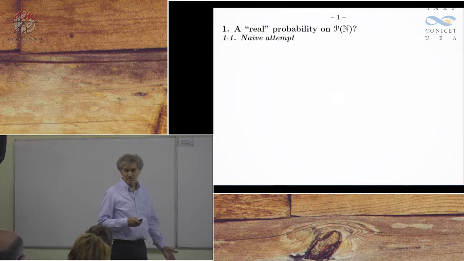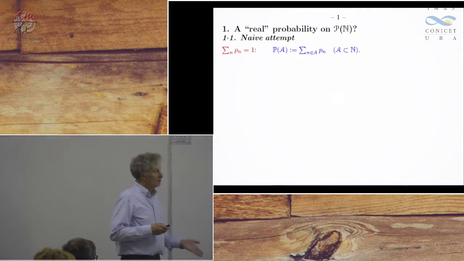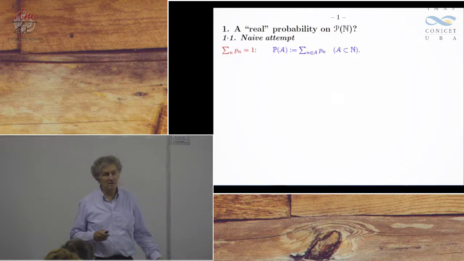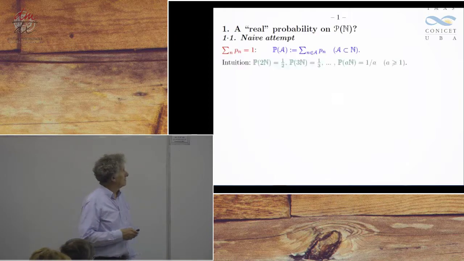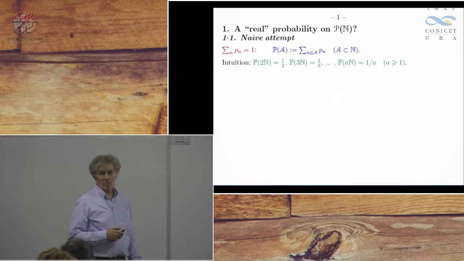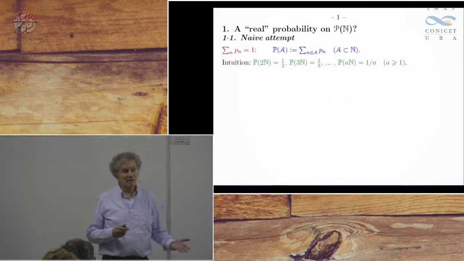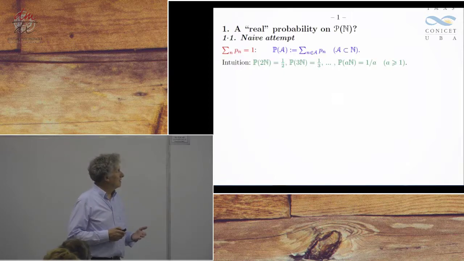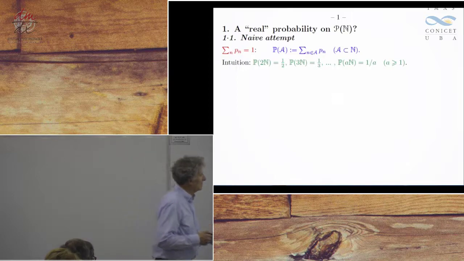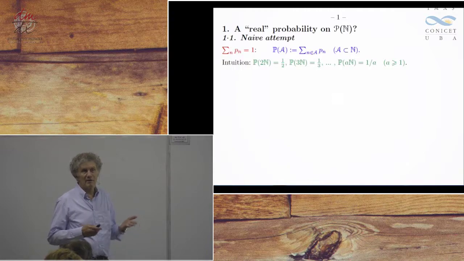So, naive attempt. Let's try. We take a probability on N, and we say that the probability of a subset A of N is just the sum of the p_n, where n belongs to A. Okay, that's fine. Now, intuition: we want the probability that a number is even to be 1/2, that it is divisible by 3 to be 1/3, and so on. This is because we want probabilistic number theory to be at least compatible with intuition.